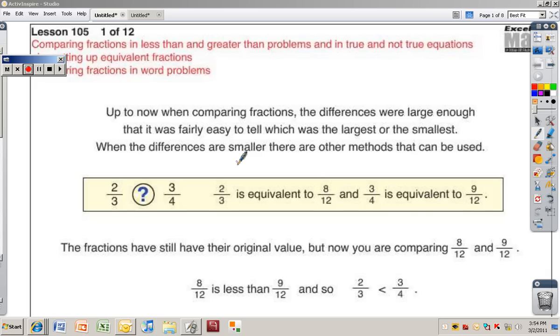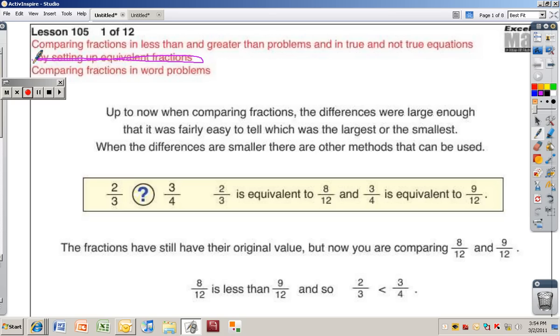This is 5th grade Excel, lesson 105, comparing fractions in less than and greater than problems and in true and not true equations by setting up equivalent fractions. Actually, we're not going to do it by setting up equivalent fractions. We're going to do it a much easier way, and then comparing fractions in word problems. First, I'm going to teach you the way that the Excel paper wants you to learn it, and then I'm going to show you a little shortcut that you're going to like a lot.